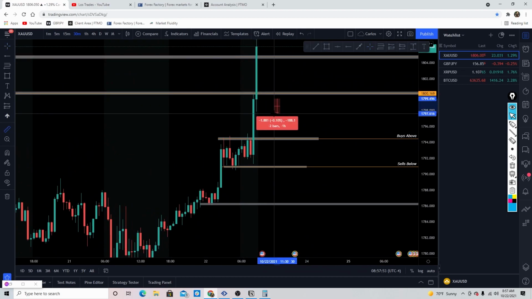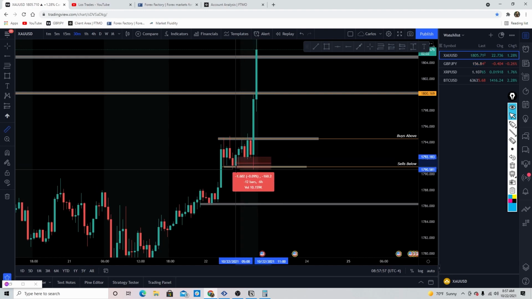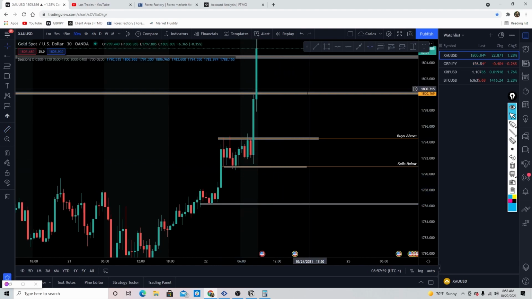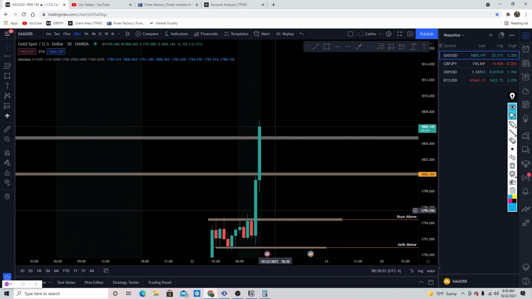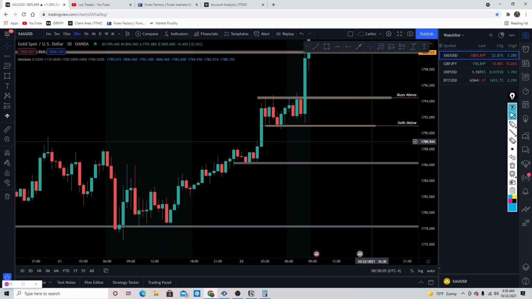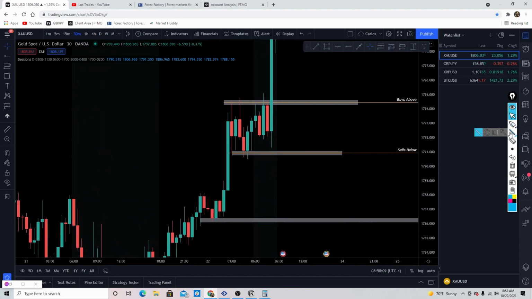Like this pullback was like 18 pips. This pullback, everybody thought it was gonna go sell, go below, but it just went up. But I mean, gold does the exact same thing each and every single day, right? Let's look at this just to show you guys.